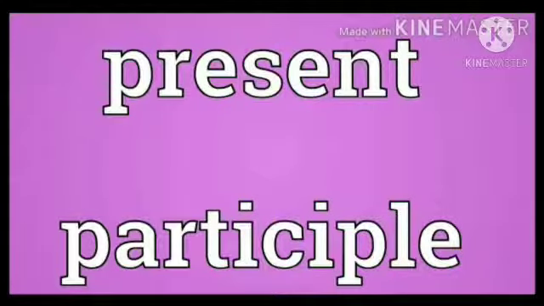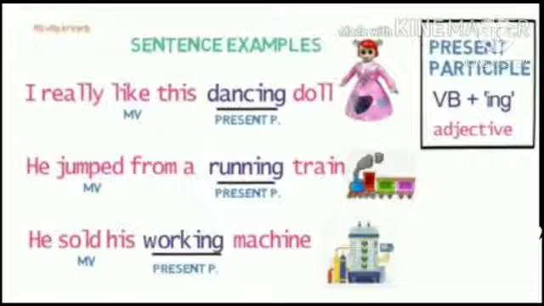So, let us study present participle. Now, a present participle is when we add ing to the verb and it acts as an adjective. In the first example, you can see it is written, I really like this dancing doll. Now here what is like? Like is the main verb and dancing is what? It is acting as an adjective describing the quality of a doll. What type of doll? Dancing doll.